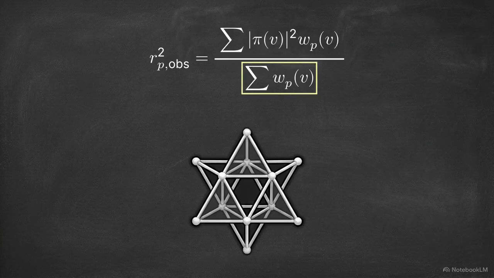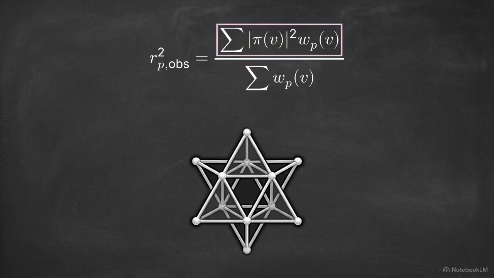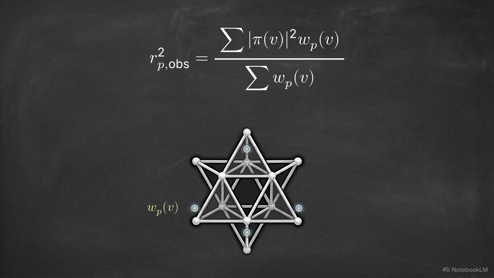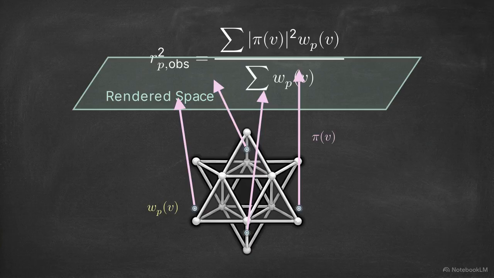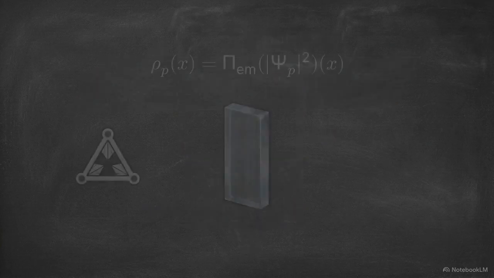The denominator represents the total time-average electromagnetic weight of the proton eigenmode. The numerator links the mapped position of each node to its localized weight. The term WP of V denotes the time-averaged occupancy of a specific lattice support point. The projection map pi translates configuration space support into a position in rendered space.